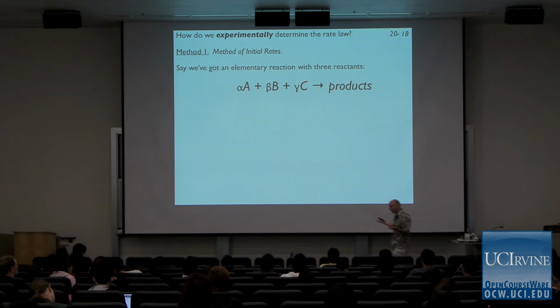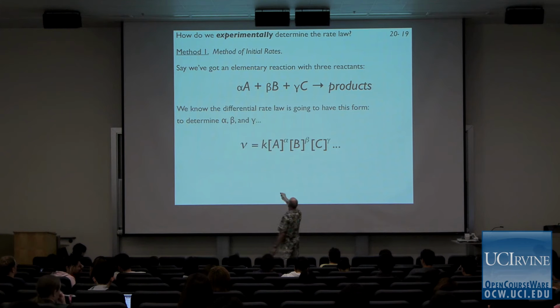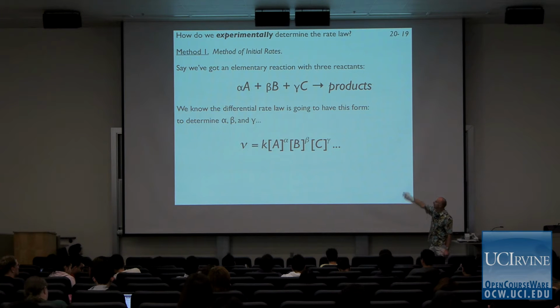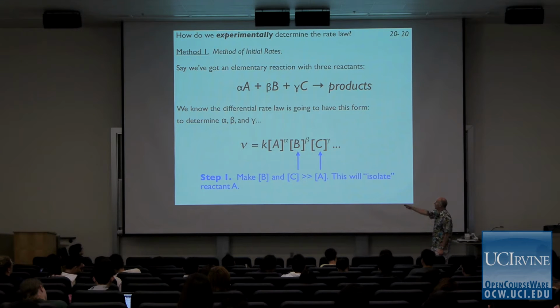How do we, as chemists, figure out what the actual differential rate law is? What's the stoichiometry with which these reactants are reacting with one another? This is a very important issue for us as chemists. We know the differential rate law is going to have this form, assuming this is an elementary reaction. And I've indicated here that it is, because you can't tell by looking at it. Okay, so there's 3 methods for doing this.